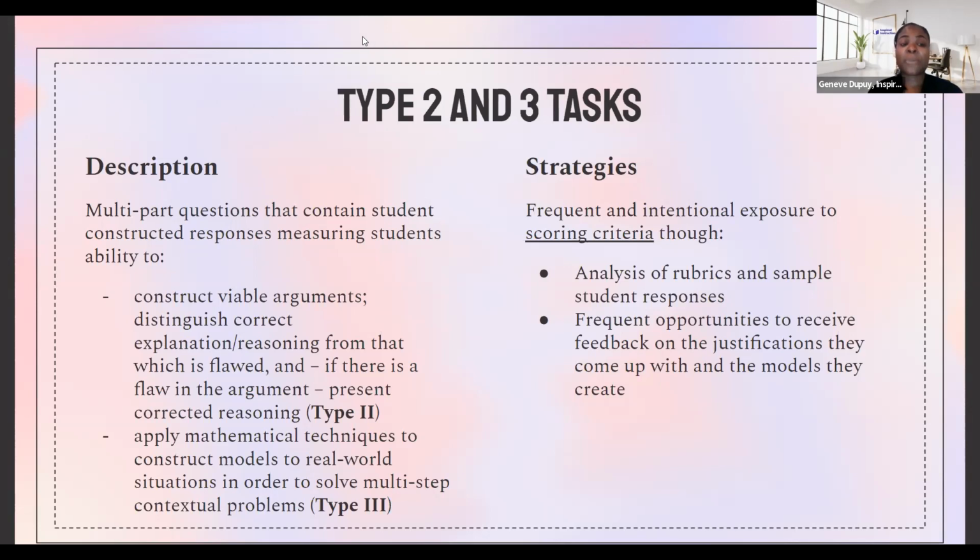In addition, part of the part 2 task is to identify flawed logic. So if you give them sample student responses without the scores and have them do some error analysis on those problems, that can be a really great way for them to develop that skill as well. And another strategy is to provide frequent opportunities to receive feedback on the justifications they come up with and the models that they create.